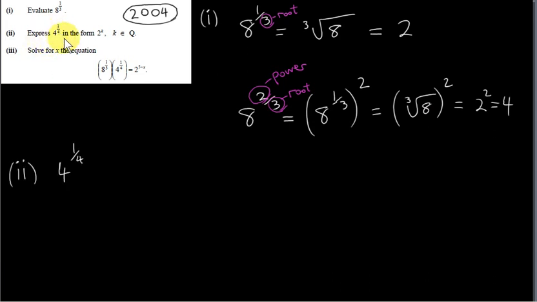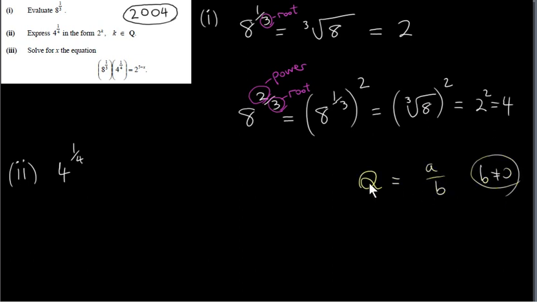Express 4 to the power of 1/4 in the form 2 to the power of k, where k is an element of Q. Now Q stands for the set of rational numbers. Q is the set of all numbers of the form a over b, where a and b are integers. They could be positive or negative integers. b cannot equal 0. That's the only thing.